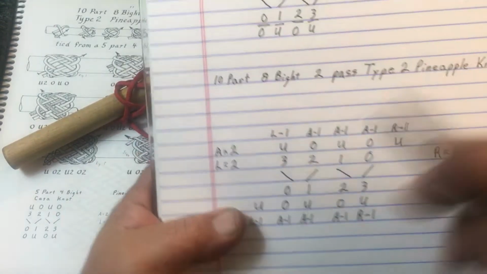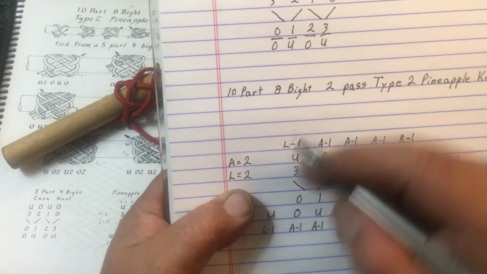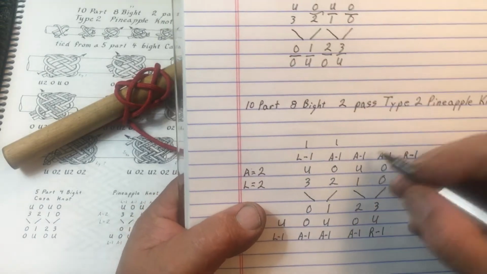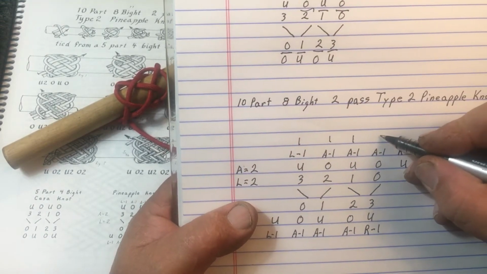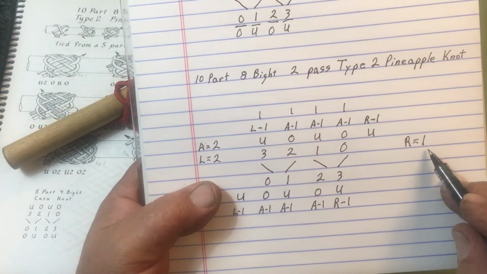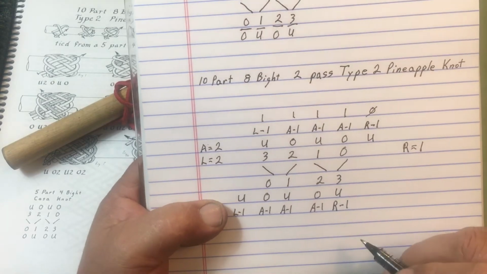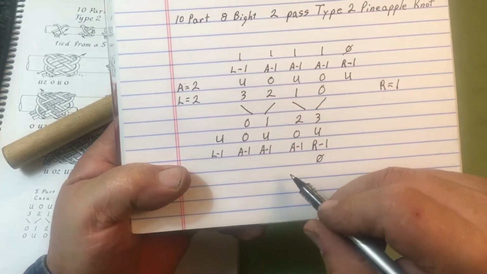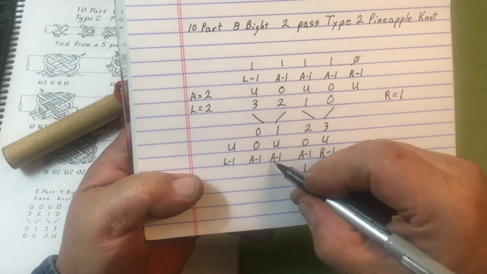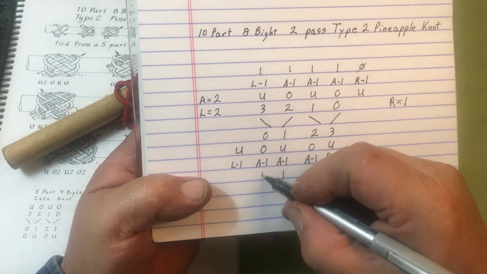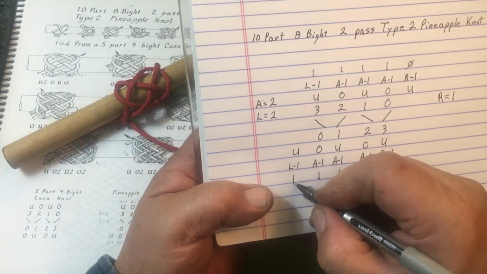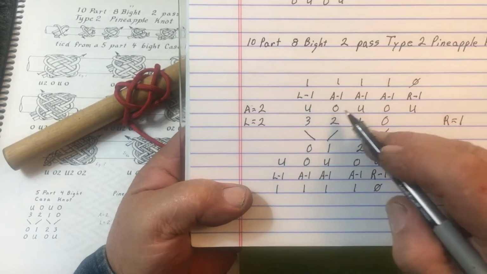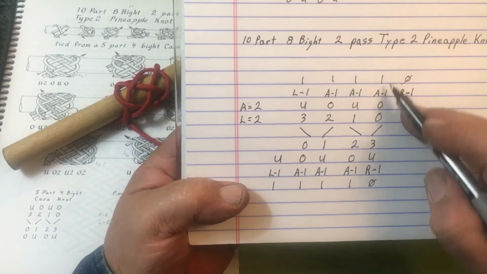So if we go up here, L minus 1 would be 1. A minus 1 would be 1. So A minus 1 is 1, A minus 1 is 1. R minus 1 would be a 0. Down here, R minus 1 is 0. A minus 1 is 1. L minus 1 is 1. So now that we've got these numbers, we know this is an under 1, over 1, under 1, over 1.